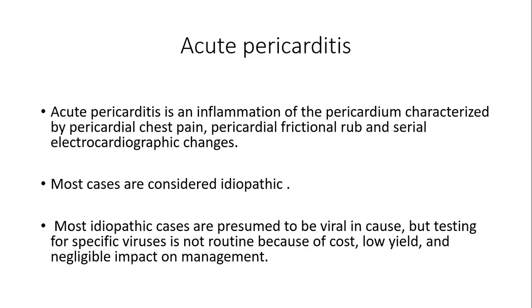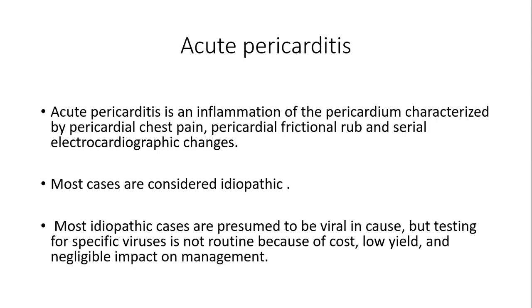Okay, talking about acute pericarditis now. Acute pericarditis is the inflammation of the pericardium, and it is characterized by pericardial chest pain, pericardial frictional rub, and serial ECG changes. The commonest cause of acute pericarditis is said to be idiopathic. Efforts were made at some point to look at the possibility of getting a culture, because apart from the idiopathic cause, it's also assumed that a viral organism plays a significant role in causing acute pericarditis.